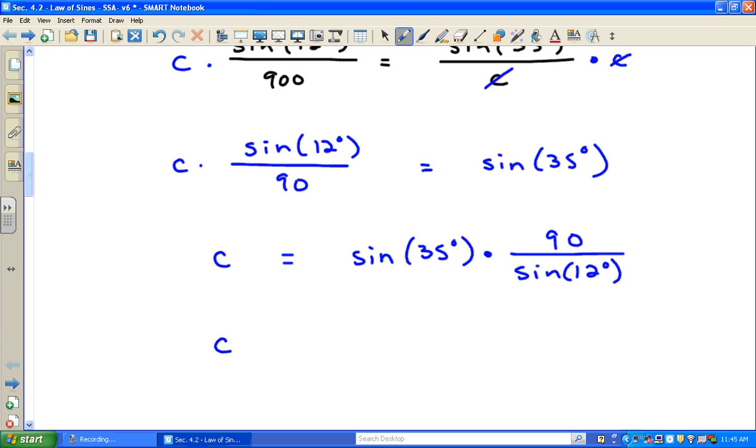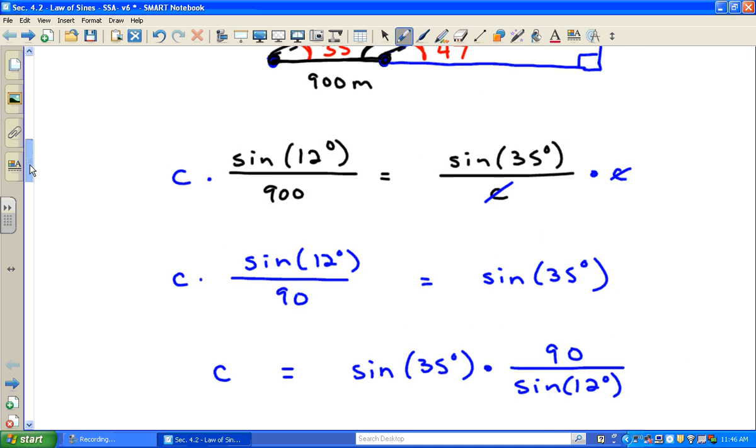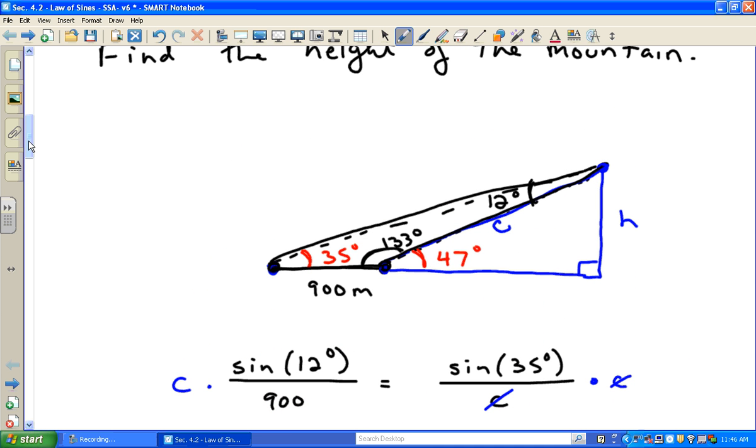We'll type that into our calculator. We'll end up with c equals 2,482.875257, and that measure should be in meters. Now, leave that number as exact as you can possibly get it, because we're going to have to use that number again. Scrolling back up to our picture, you see that side c is actually opposite our 90 degrees. So we can put side c and 90 degrees together as a pair, and then 47 degrees and side h are opposite each other.